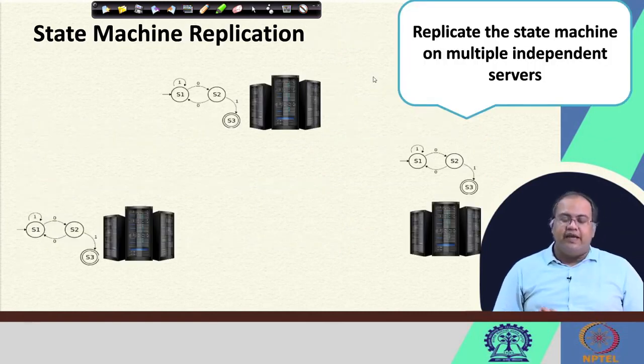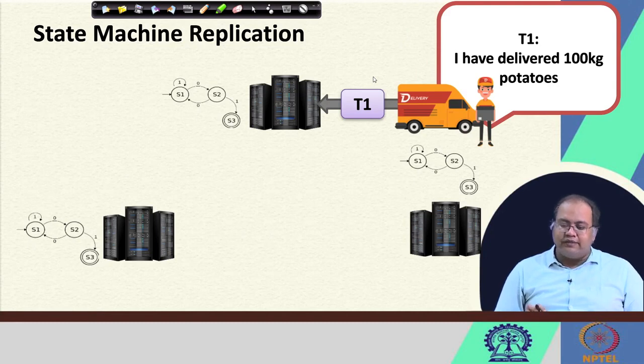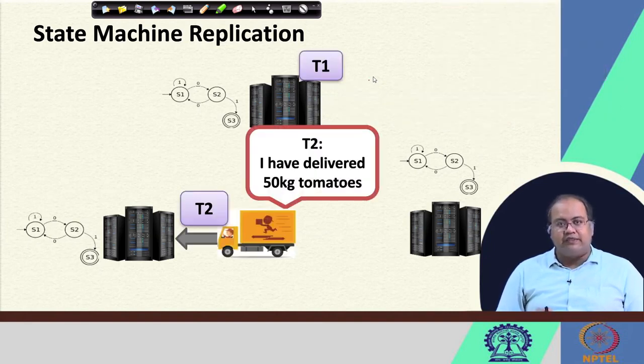So, in state machine replication, the state machine that I have is replicated to individual servers, and once it is replicated, individual clients can submit their transactions. Here one client is submitting a transaction to one particular server, saying that I have delivered 100 kg of potatoes, and then another client submits another transaction saying that I have delivered 50 kg of tomatoes.